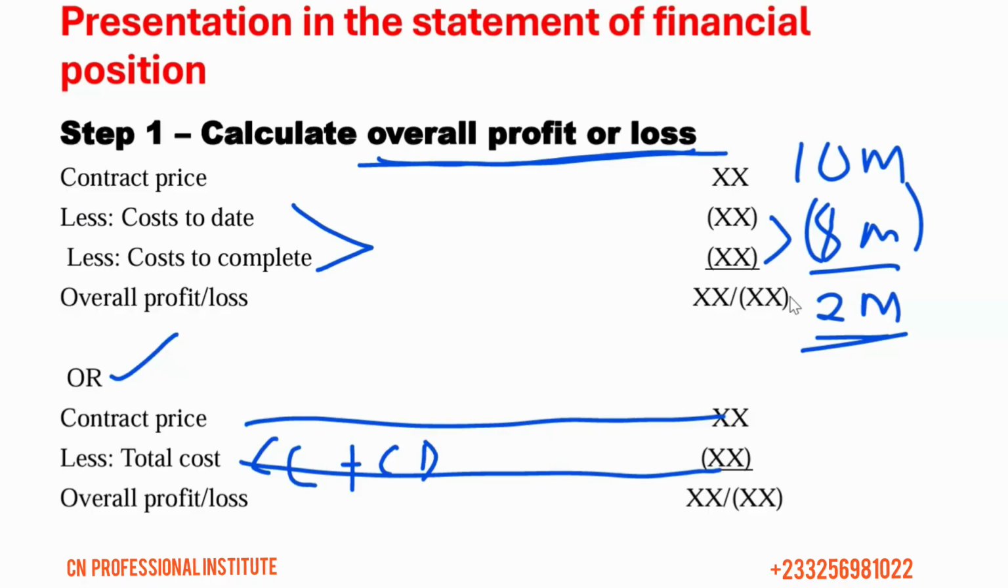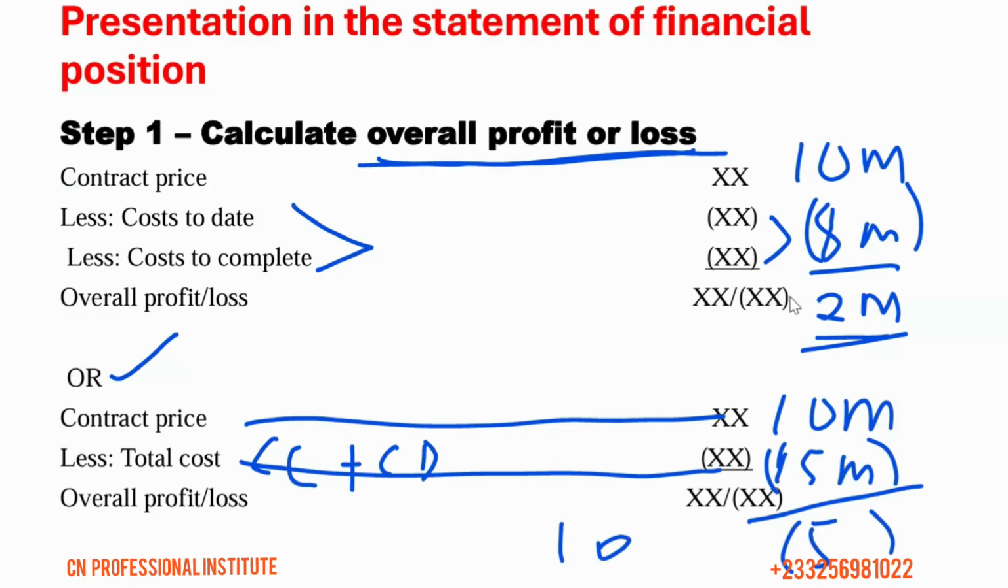If you compare the two and you have a loss, let's say your total contract price is 10 million, but you think it will cost you 15 million to perform this contract, that will be your total cost. It means you have a loss of what? 5 million. Are you following? You have a loss of 5 million. Now, the standard says something.